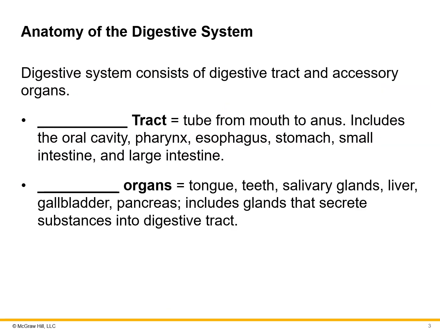So the digestive system has two sets of organs. One is the digestive tract, which is basically the tube that the food goes through. So imagine that we are a tube that begins at your mouth and ends at the anus, and we have a body around it, right? We're a walking tube.